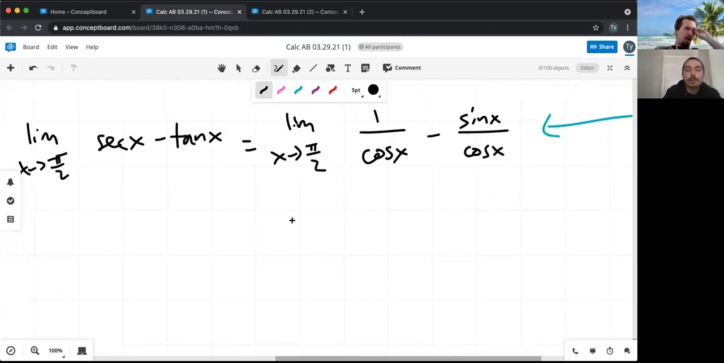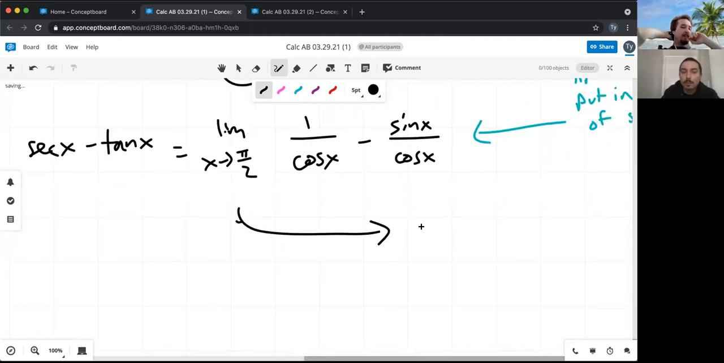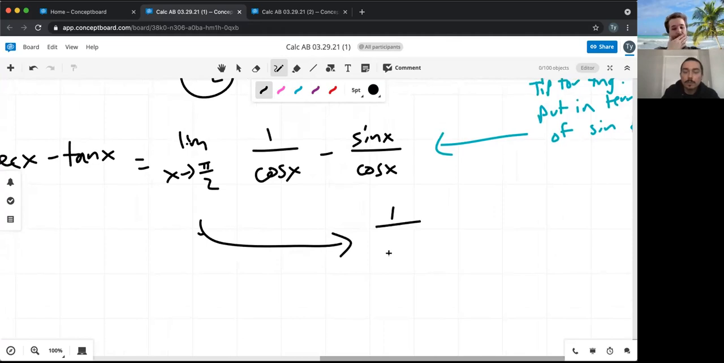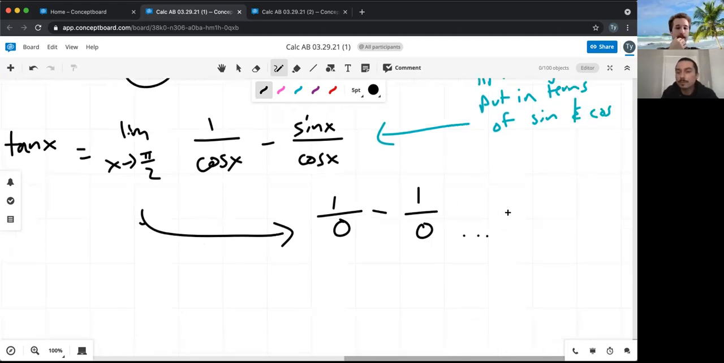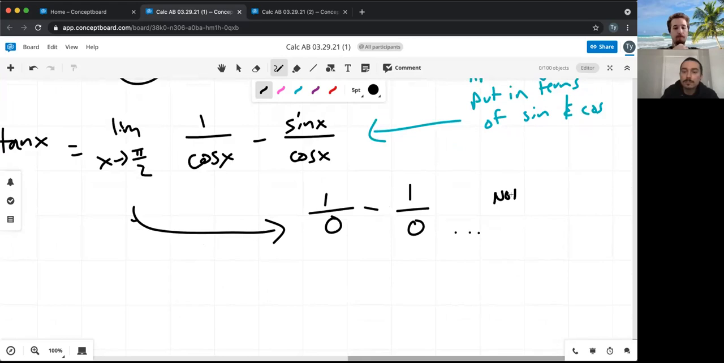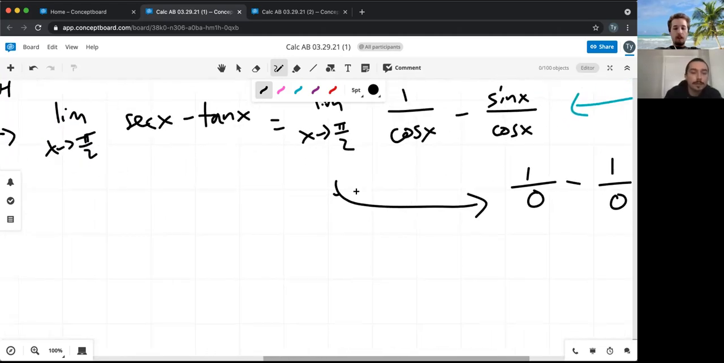Okay, if we try direct evaluation again, we can see that we get 1 over cosine of pi over 2, that's 0, minus sine of pi over 2 is 1, over cosine of pi over 2 is 0. All right, this isn't really helpful. It's not 0 over 0 or infinity over infinity. So let's try to rearrange it yet again.